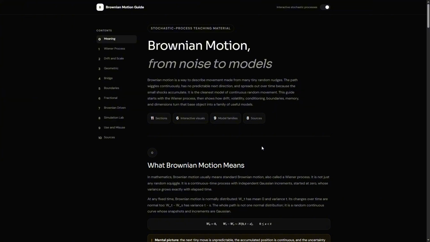Mathematically it has three properties. The path is continuous, so no teleporting, no gaps. Each move is independent, so the last nudge tells you nothing about the next one. And the uncertainty grows with time. Specifically, it spreads out like the square root of time.